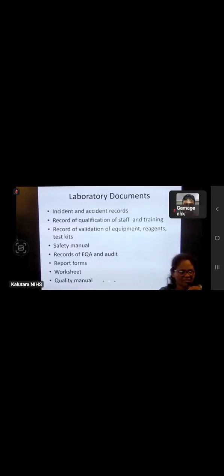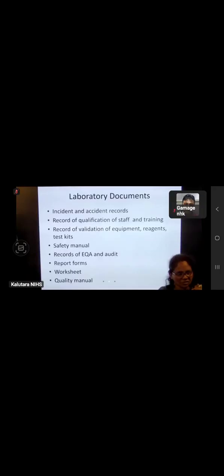Laboratory documentation, actually you don't have to learn by heart. You think what are the documents which are available in your hospital laboratory. Don't memorize these slides, isn't it? This documentation is very important. Right? Is that clear to you?